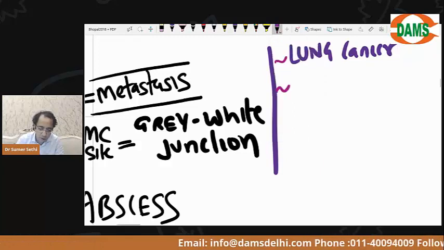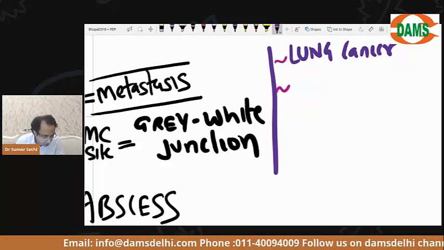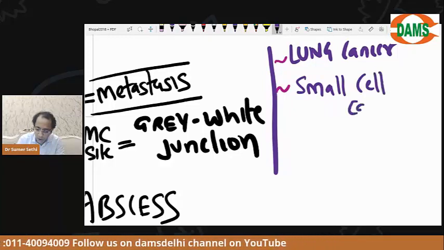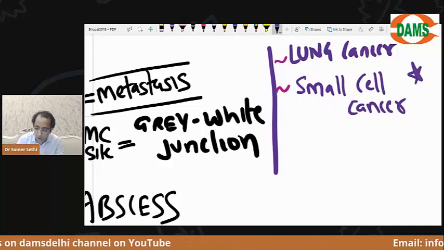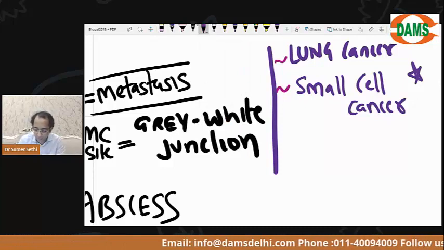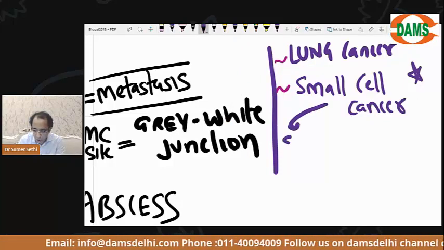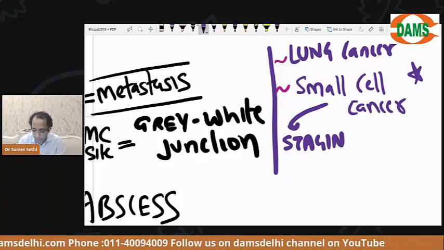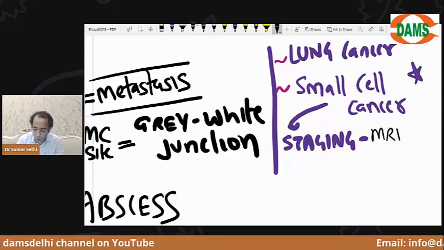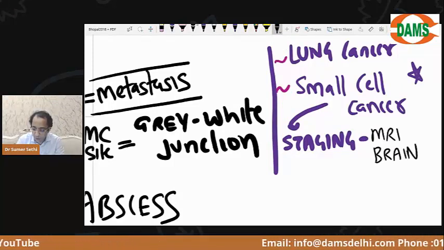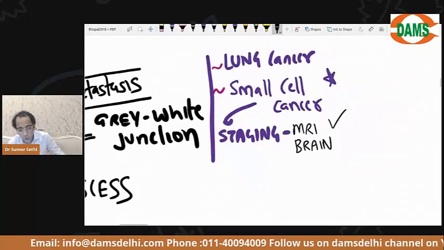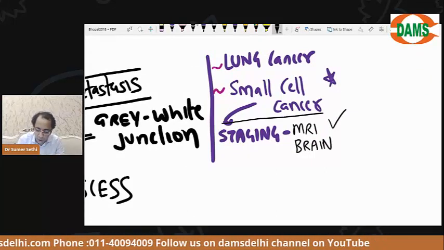Which type of lung cancer is notorious to spread to the brain? Which lung cancer is famous for spreading to the brain? Its name is small cell cancer of the lung. Which lung cancer typically spreads to the brain? Small cell lung cancer. That is why in the staging of small cell lung cancer we do MRI brain, while in non-small cell staging we do not do MRI brain. So in small cell cancer you always do an MRI brain because the propensity to spread to the brain is very high.